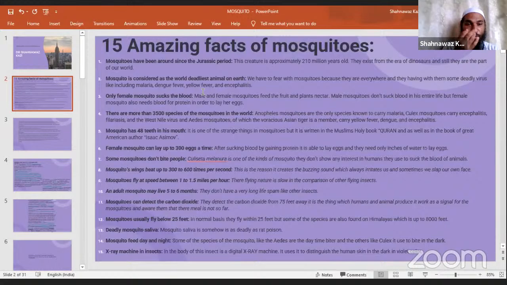I'll come to the disease part of it also. They have about 42 teeth. They are not really teeth. They are like saws in their proboscis. Inshallah, I'll show the images of that.